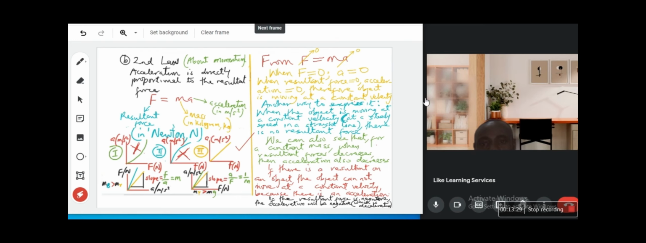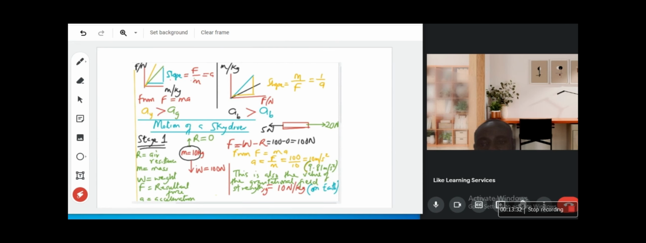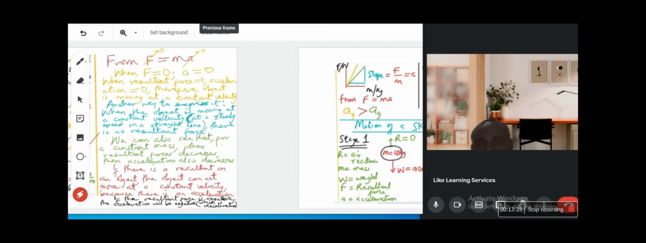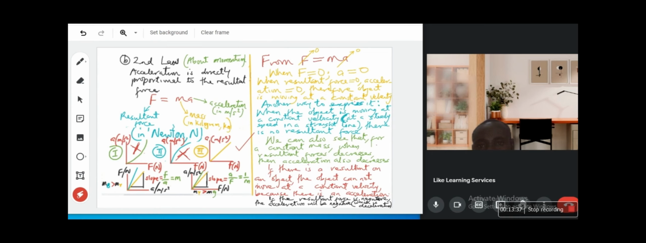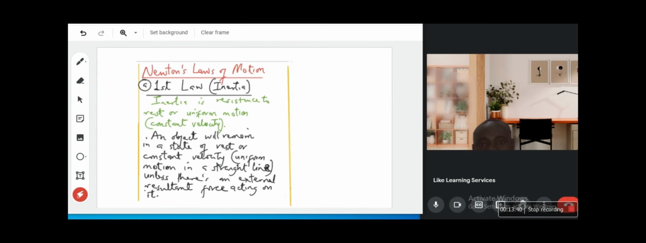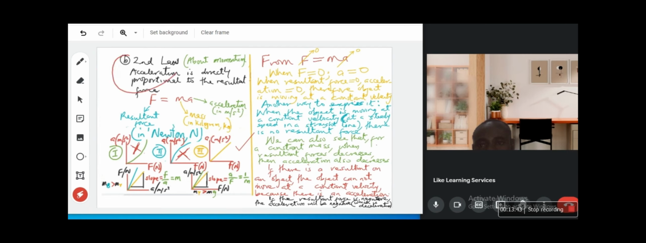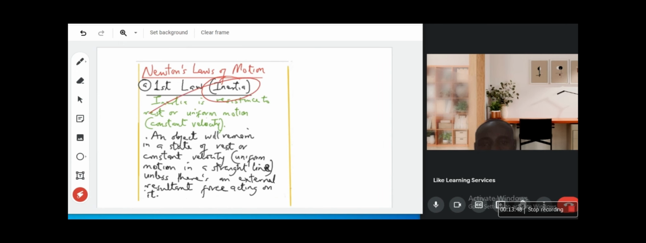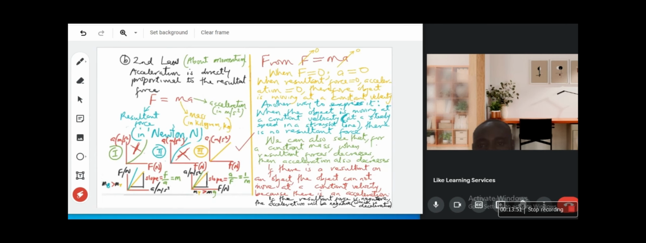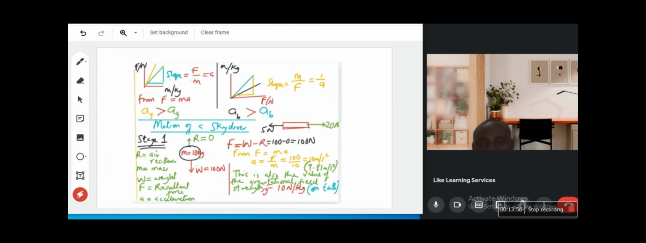Now, we can talk about the third law. This is Newton's first law. This is Newton's second law. Remember, the first law is about inertia. The second law is about momentum, which we discuss in higher level or later. And the third law is about action and reaction.